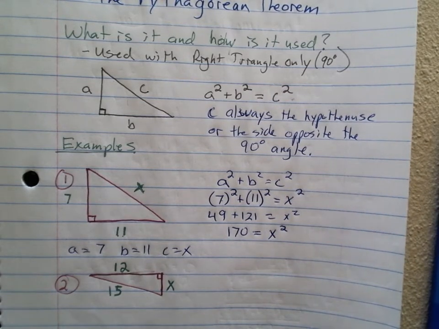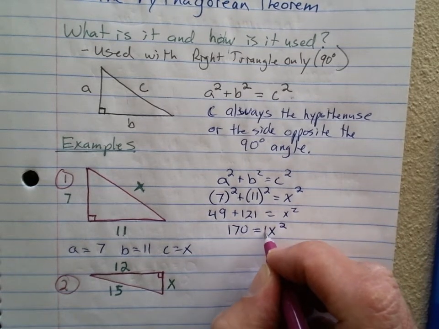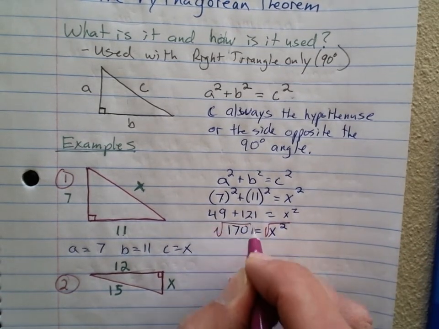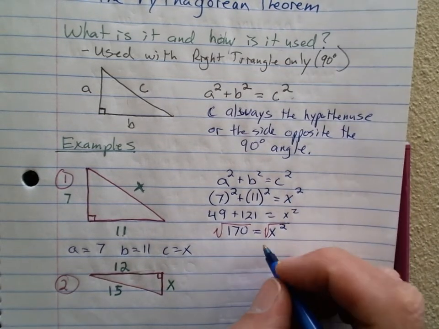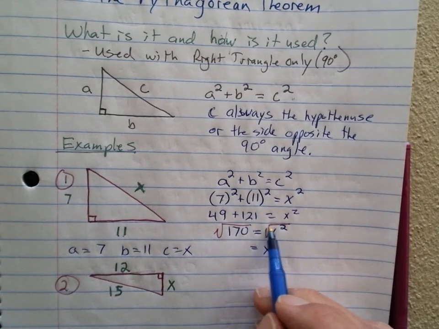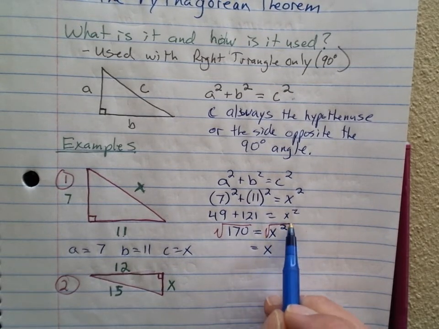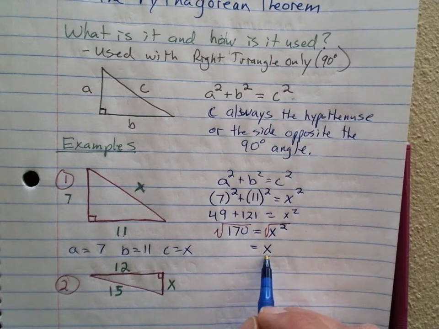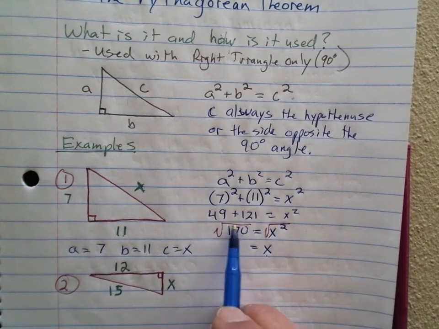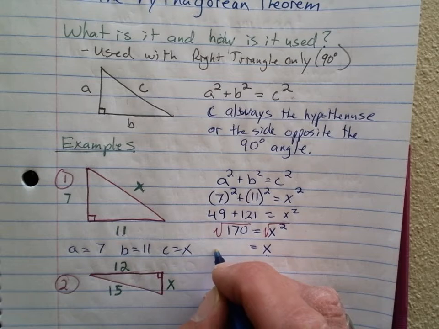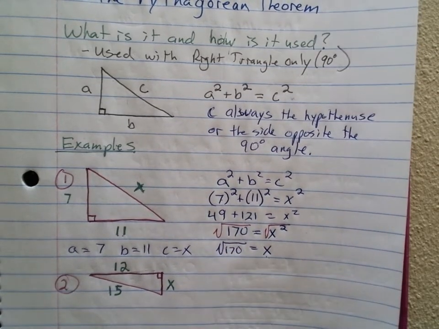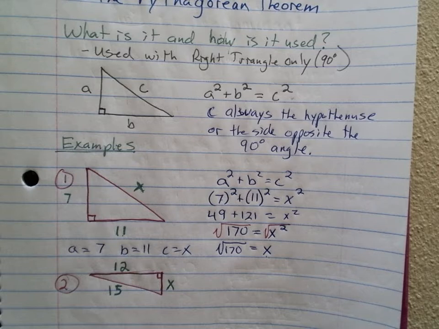So the next step is you're going to do the square root of x squared. The square root of x squared is x, okay? Because the square root is simply saying what times what gives you x squared, and that's x, okay? Now here, the square root of 170, is there a number times itself that gives us 170? No, there's nothing. So honestly, you can leave your answer like that. X is simply the square root of 170.